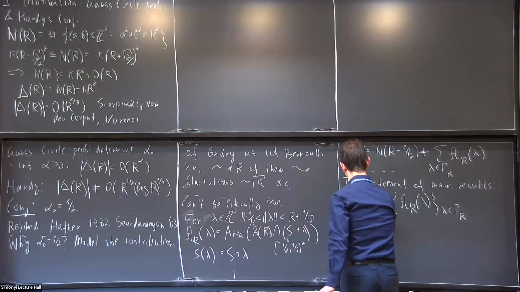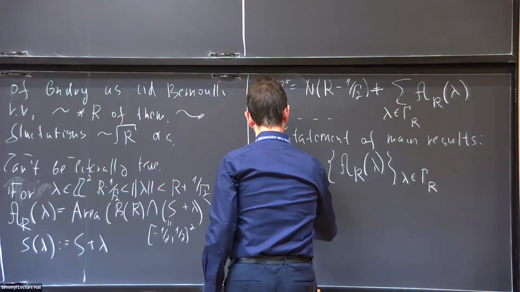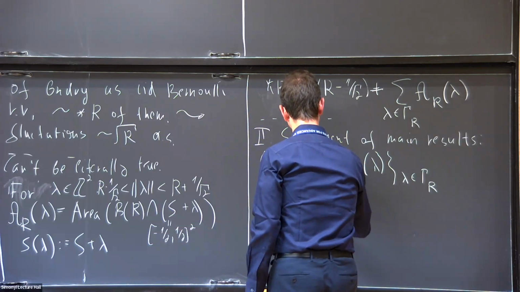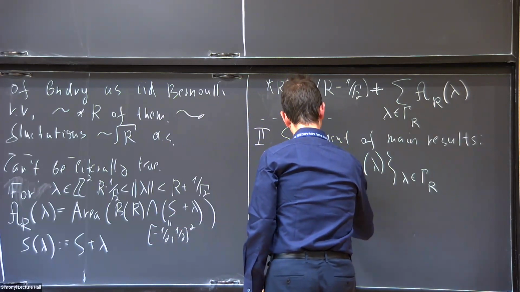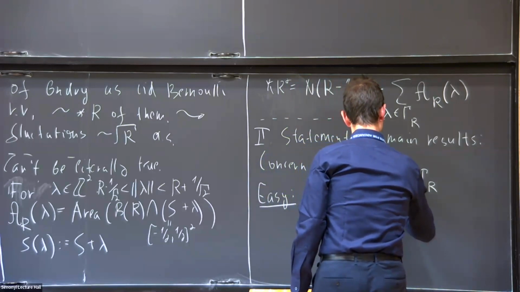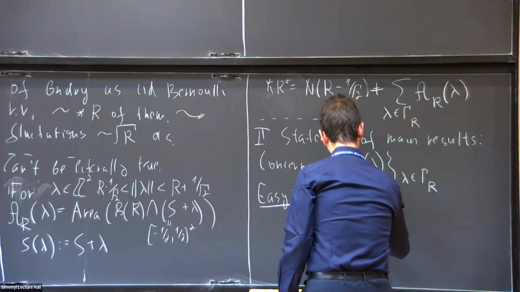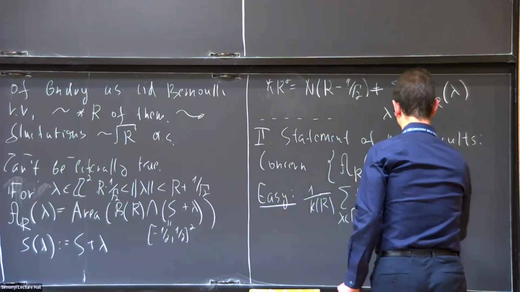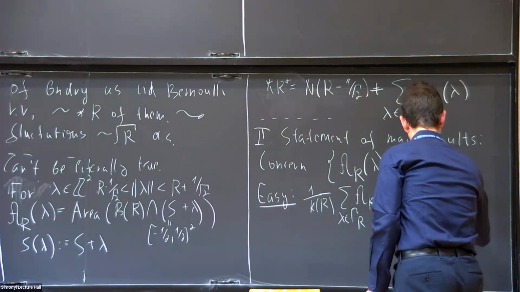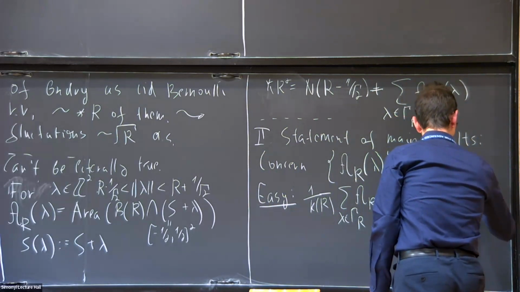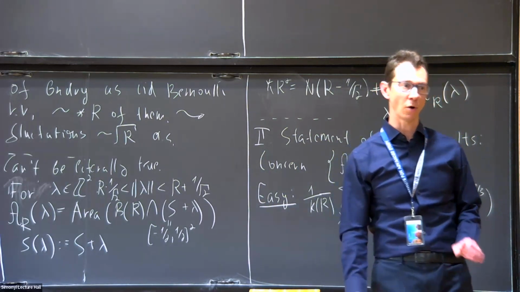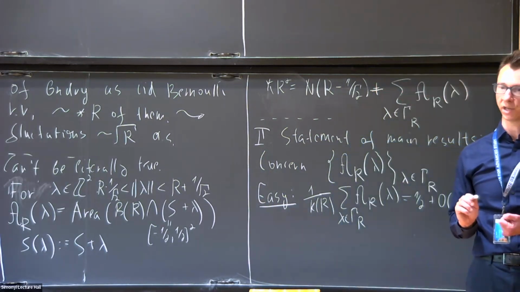So first of all, expectation. Expectation of these numbers is really easy. By definition, the expectation is 1 over K of R, the summation of A R of lambda, lambda in gamma R. And I'm not going to state it as a theorem. This is 1/2 plus big O of R to the minus 1 over 3. This is just a restatement of the fact that alpha naught is less than or equal to 2 over 3.